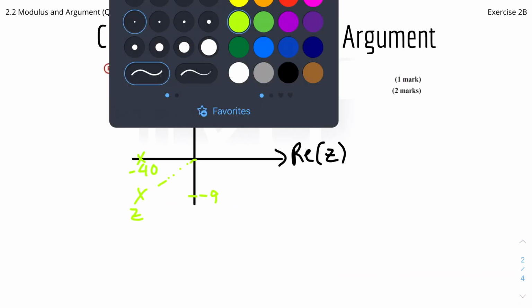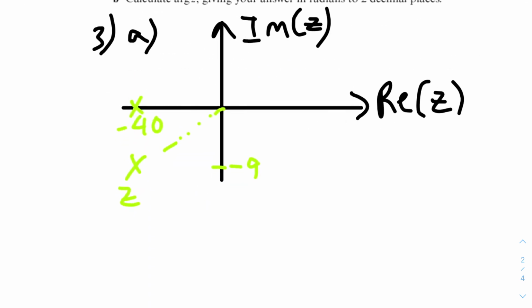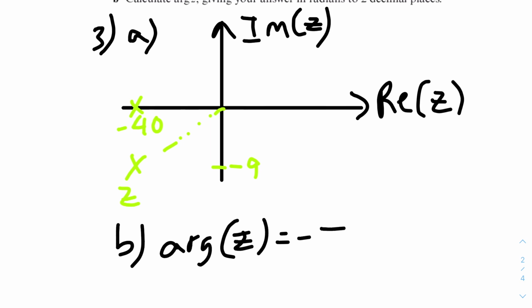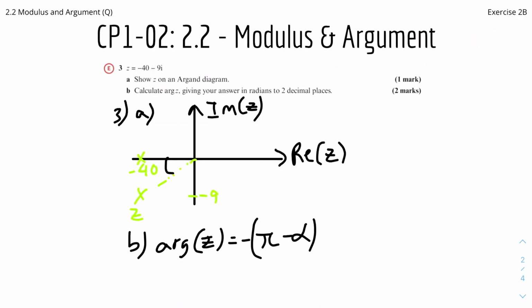Now calculate the argument of z, giving your answer in radians to 2 decimal places. We know that z lies in the third quadrant. That means the argument must be equal to arg z equals minus (pi minus alpha), where this is the angle alpha.